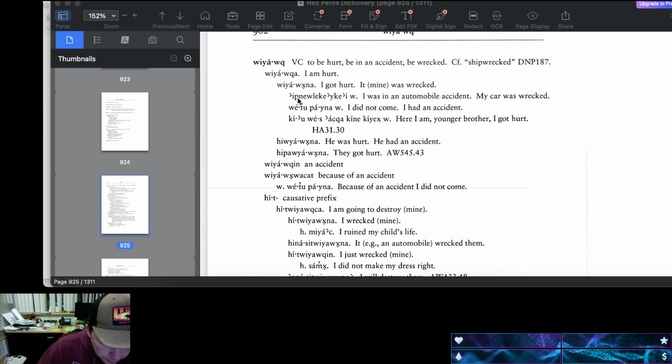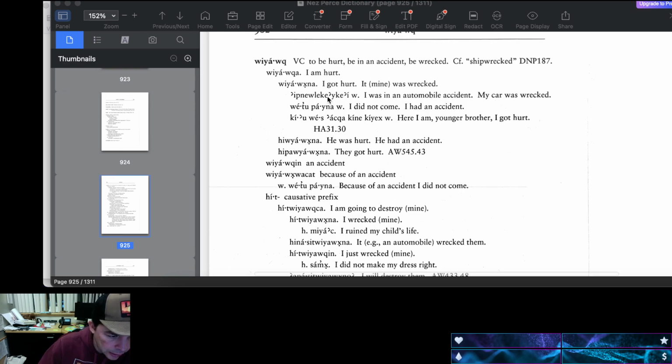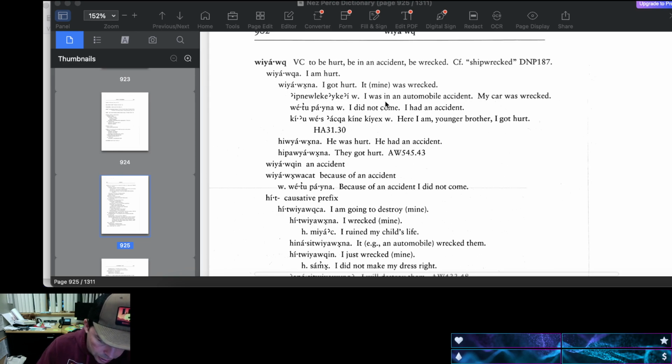So it says "ipnaulakaiki," and then it gives us this W with a dot. It's referencing this example right above. So if you said "ipnaulakaiki wiauhna," I was in an automobile accident, that my car was wrecked. That's the translation that it's given you. And it gives you another example here.